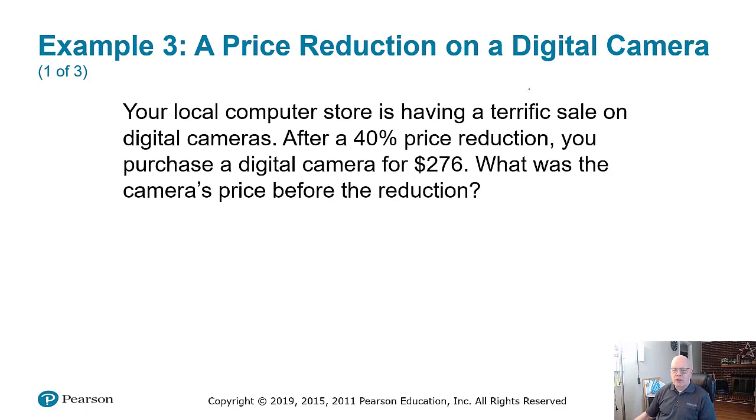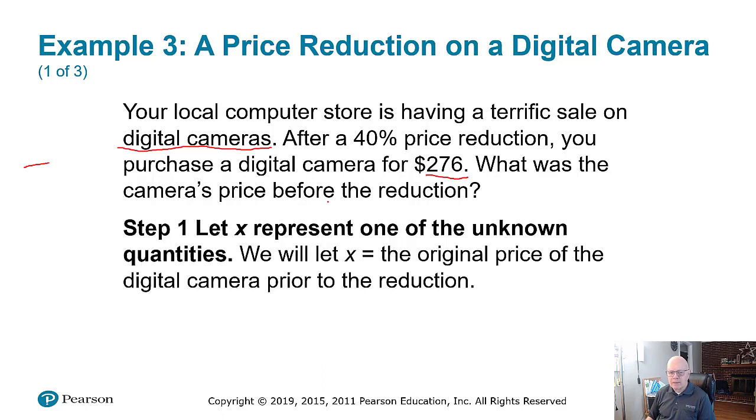Next, the computer store is selling digital cameras. Do you have a digital camera? Probably. If nothing else, you might have one on your phone. It says after a 40% reduction, you purchased it for $276. What was the camera's price before the reduction? Okay, how does this work? Go back to the start. There's an original price, 40% is taken off, and you end up paying $276.